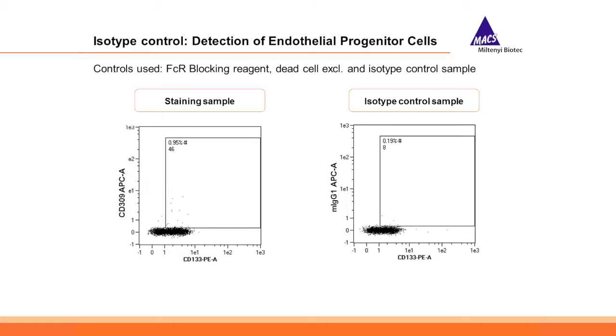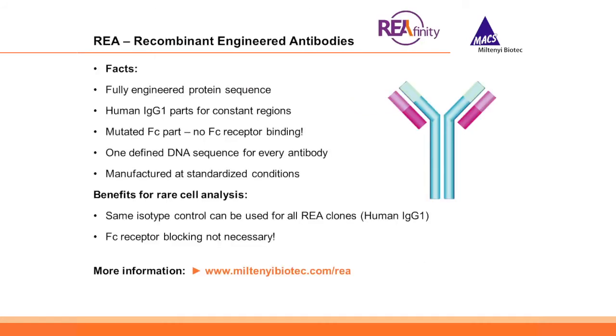And you see we get 8 background events, which resembles a frequency of around 0.19%. So this is my background using the isotype control. So we can use it for estimation of the background.